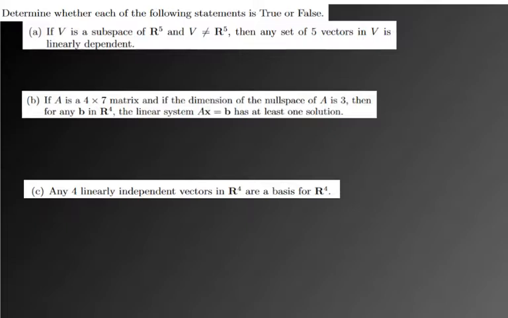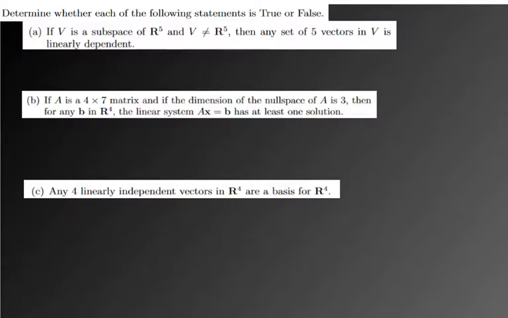All right, so these are just some important concept questions. So I'm just going to talk about whether or not these statements are true or false, and talk about each one a little bit. So the first one says, if V is a subspace of R5 and V is not equal to R5, then any set of 5 vectors in V is linearly dependent.